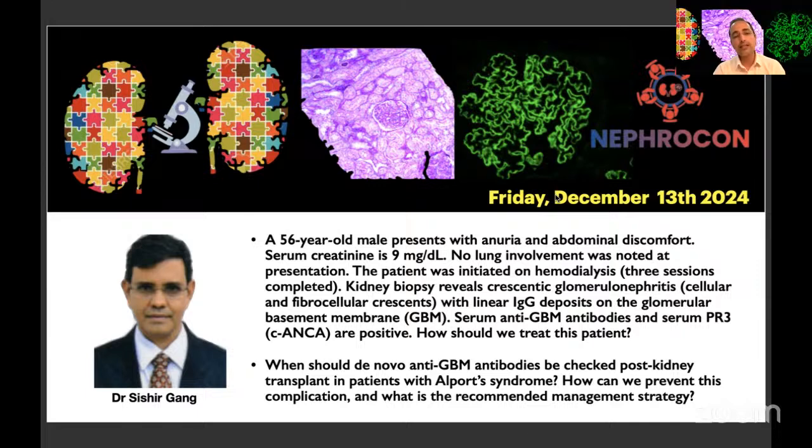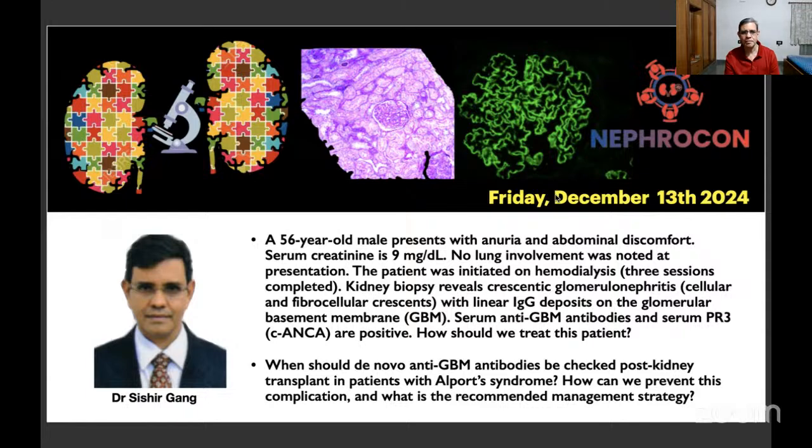So do we check the antibodies again after 12 months or 24 months? Anti-GBM should come down. Generally, by 3 to 6 months, they would come down. ANCA titers, do they come down? But titer correlation in ANCA is not as perfect as in anti-GBM.